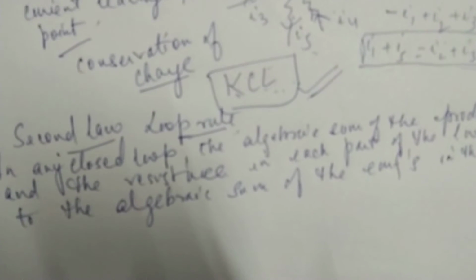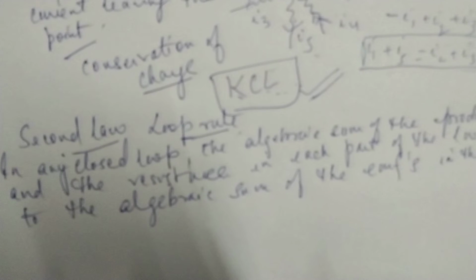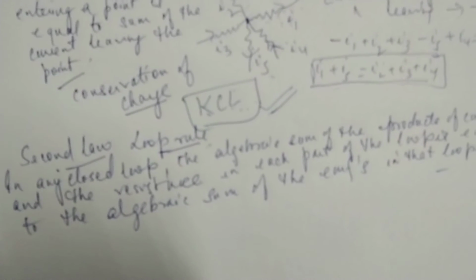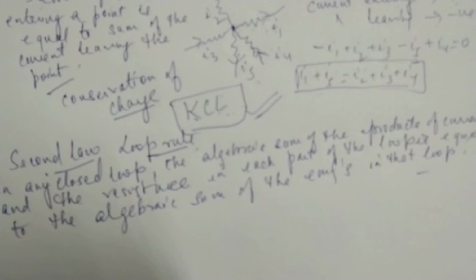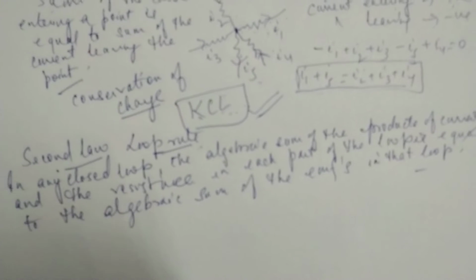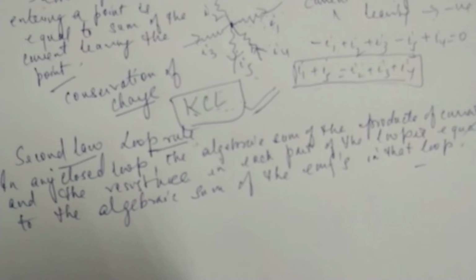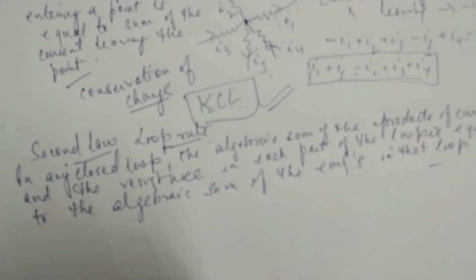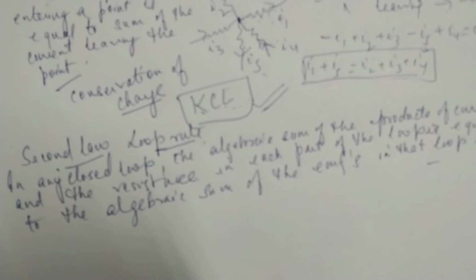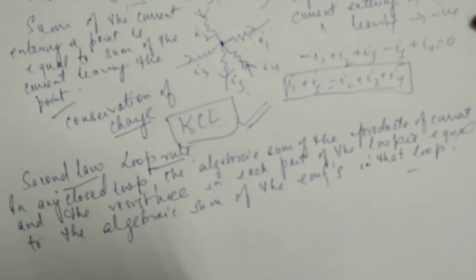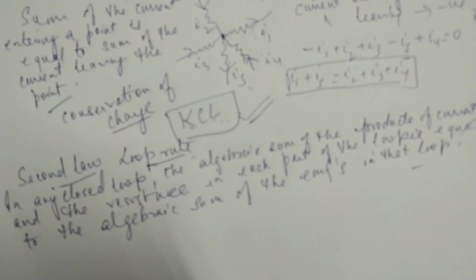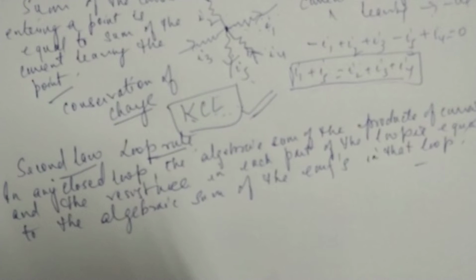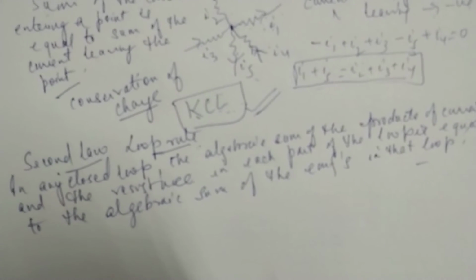So what exactly, if I read the lines, let us read the lines once again. In any closed loop, the algebraic sum of the products of the current and the resistance in each part of the loop is equal to the algebraic sum of the EMFs in that loop. Simply, this is the statement, and then let us now see how we can use this statement to find out the EMF or any other factor which we really want to know.